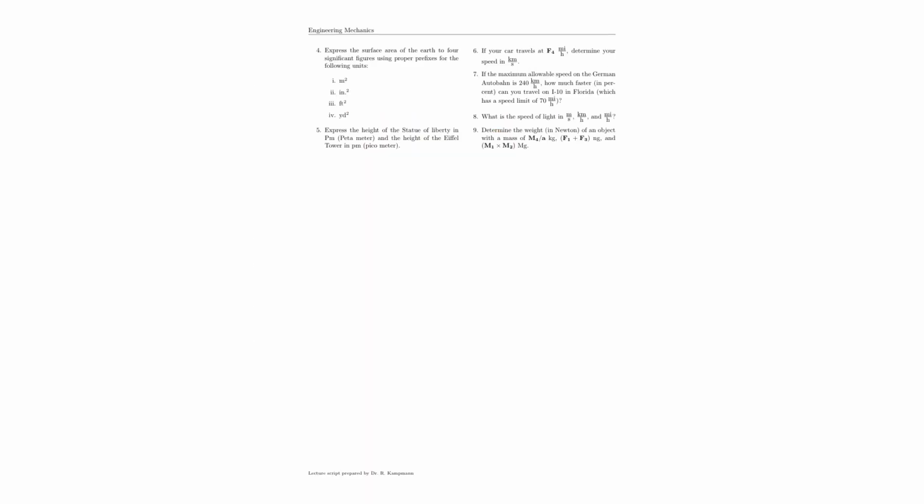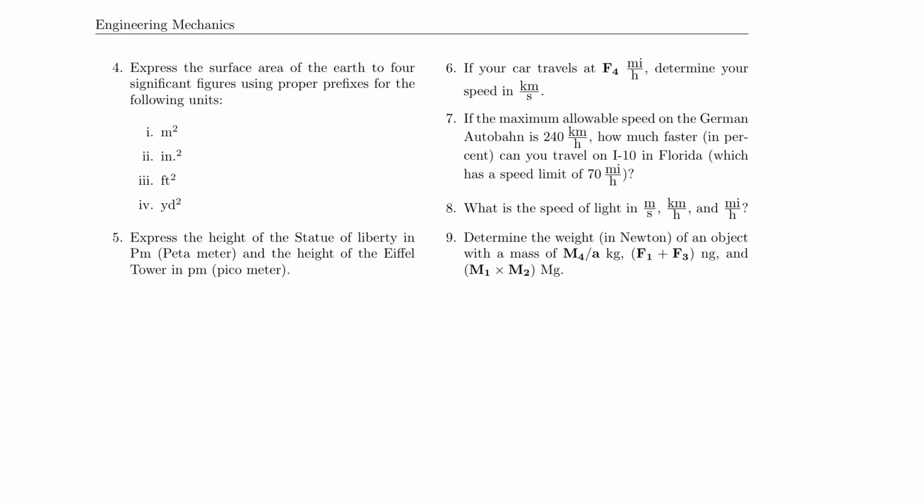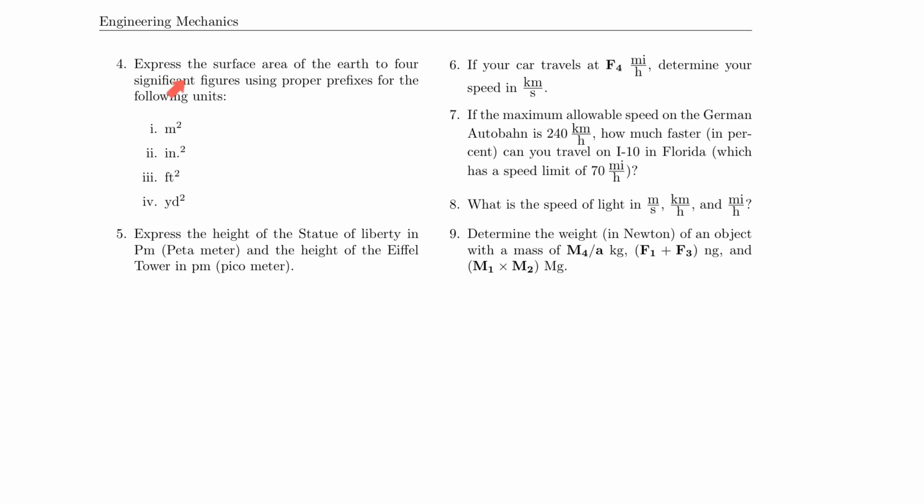So last but not least, for this homework, you have to express the surface area of the Earth with 4 significant figures using proper prefixes, using these units. So it's effectively also unit conversion. And I'm pretty sure you can Google this part, right? And then here we ask you about the Statue of Liberty and the Eiffel Tower, and if you can express that in specific units. So this is all getting used to units and so on. And I don't think there's much I have to say here. I think it's all self-explanatory.